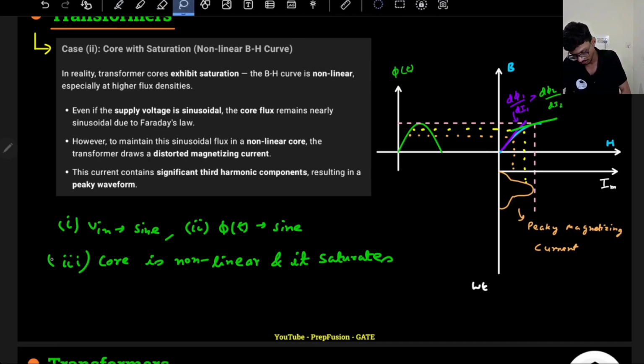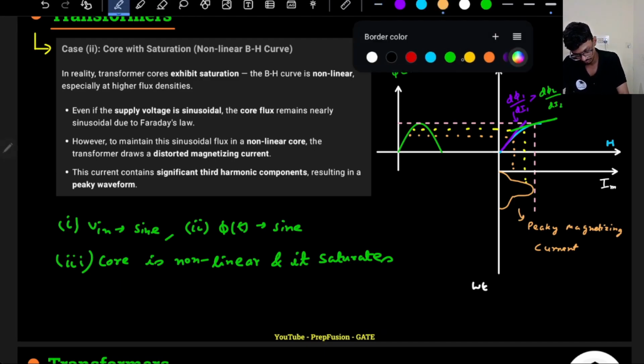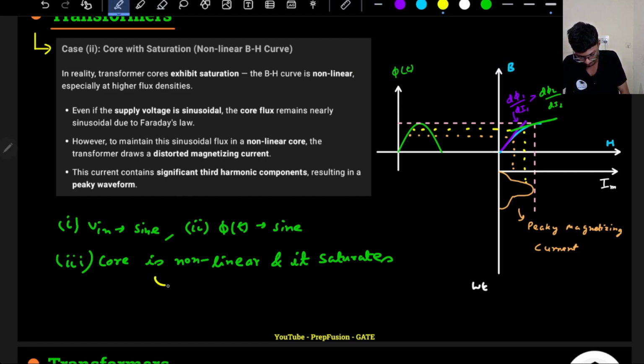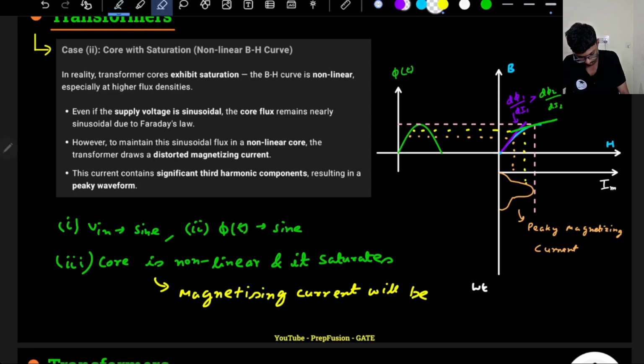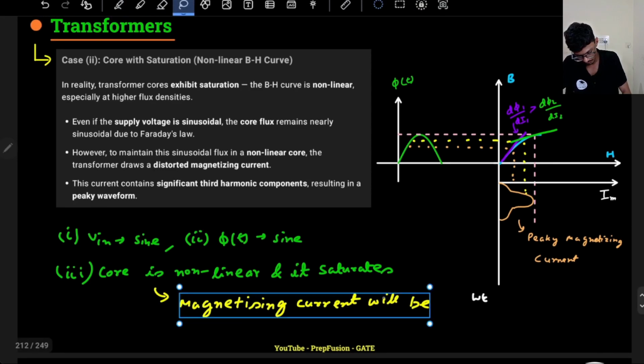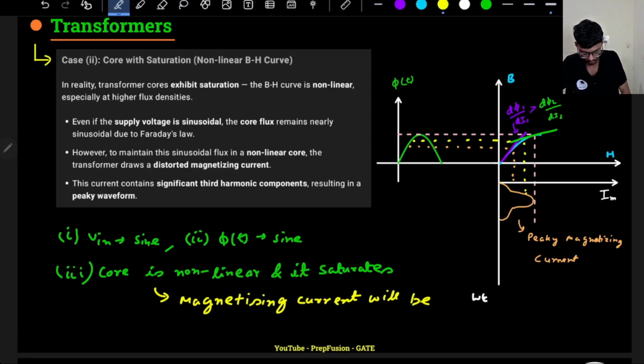Core is non-linear and it saturates. Okay, so what I can comment, then the conclusion will be that the magnetizing current will be peaky in nature.